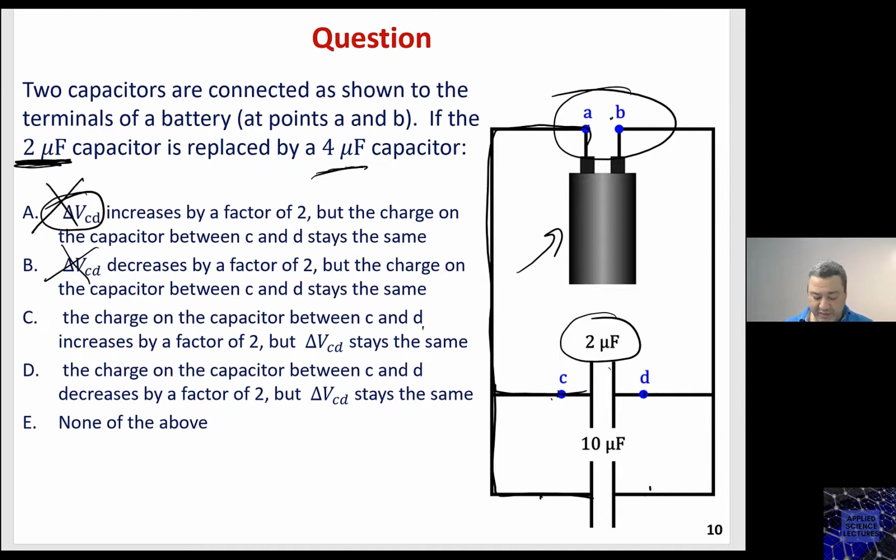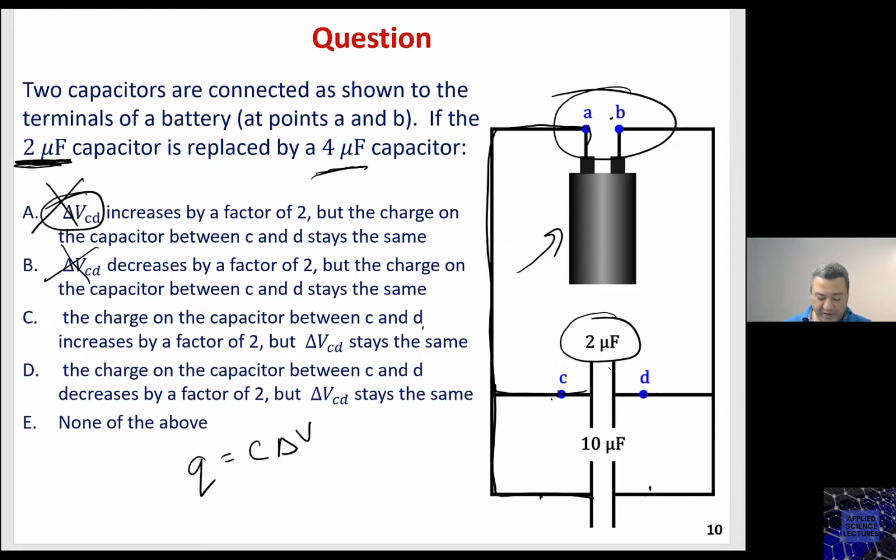Well, yes, delta V_CD stays the same. Now, is the charge going to increase by a factor of 2? We can see that Q equals C delta V.